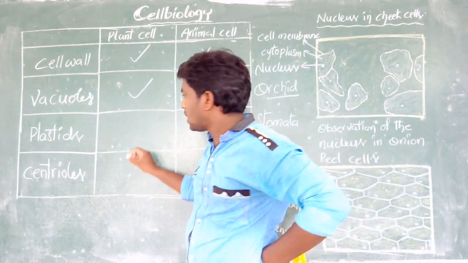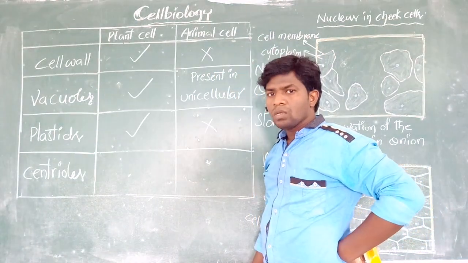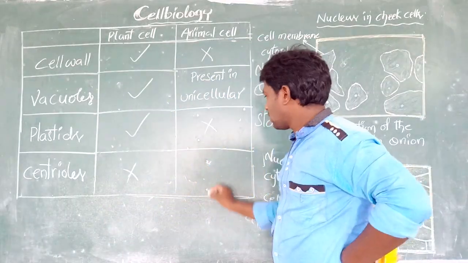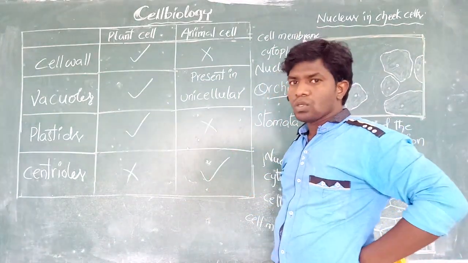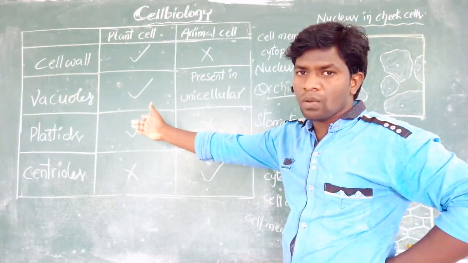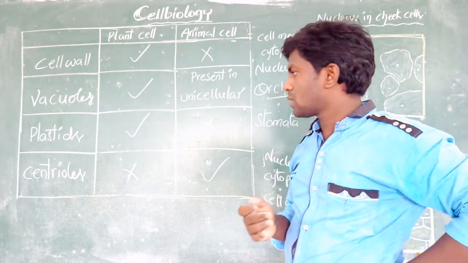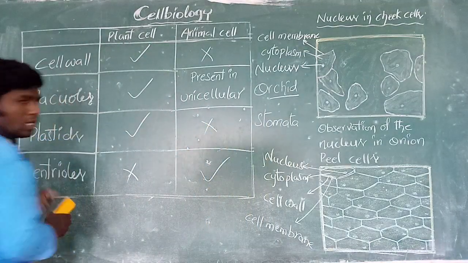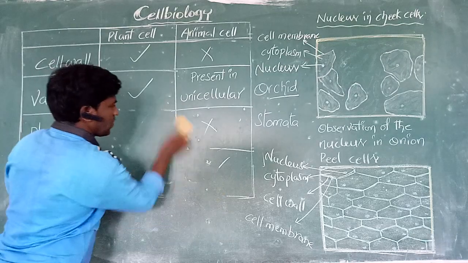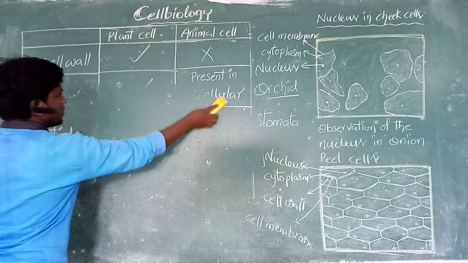Next, plastids are present in plants only, absent in animals. Centrioles are absent in plant cells, present in animal cells. These are the differences between plant cells and animal cells. Actually there are three types of plastids: chloroplast, chromoplast, leucoplast. Is it clear? Plastids are of three types.